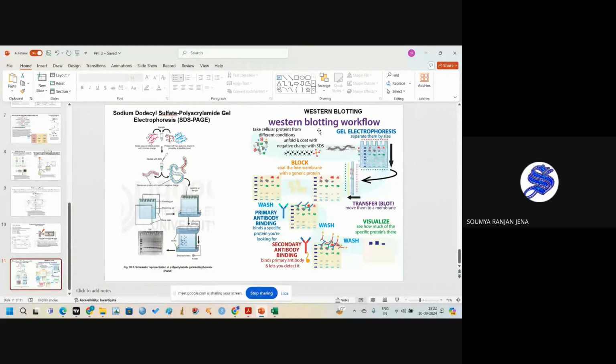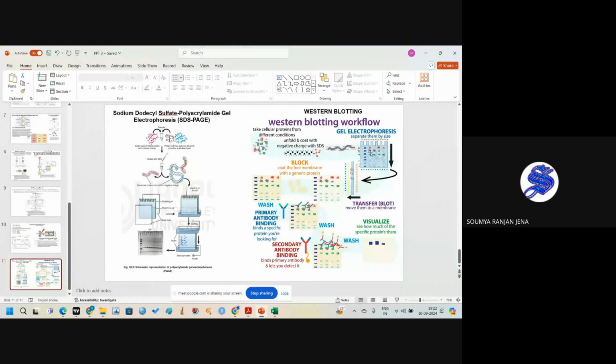If you go to the Western blotting workflow, similarly take the cellular protein of different conditions, unfolded or coated with negative charge with SDS. You can give the negative charge to the protein. Then you can do the gel electrophoresis by loading this protein into this polyacrylamide gel. These are inert gels, and these proteins are separated. This is the known molecular weight protein. See how these proteins are separated according to the molecular weight.